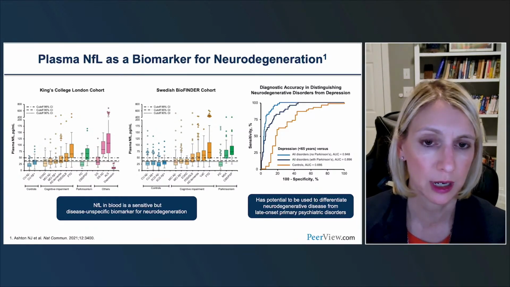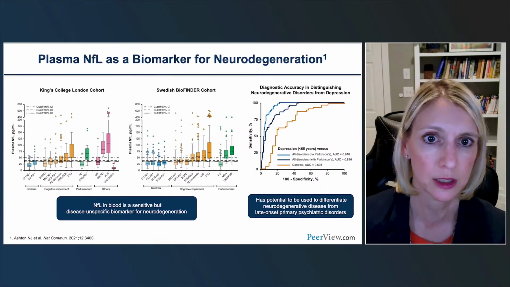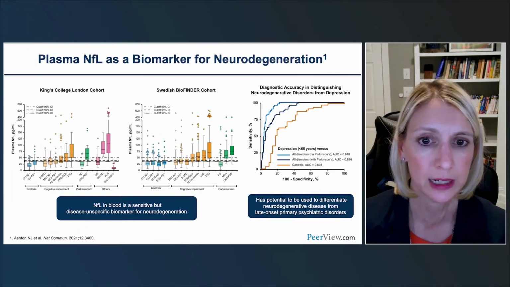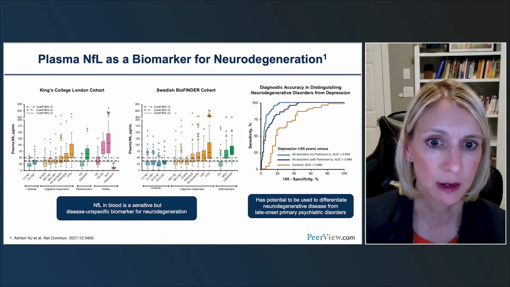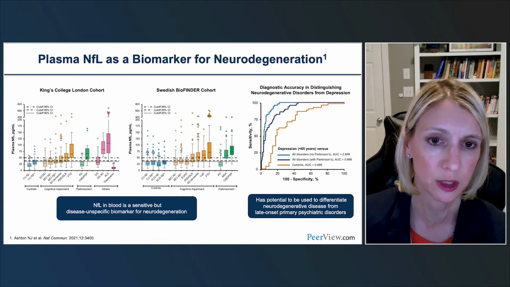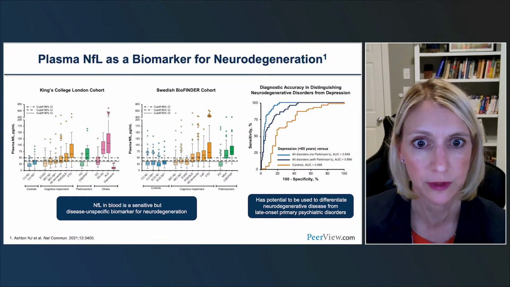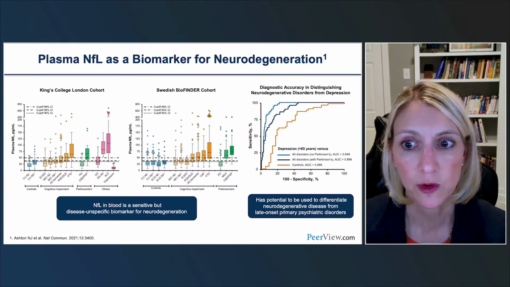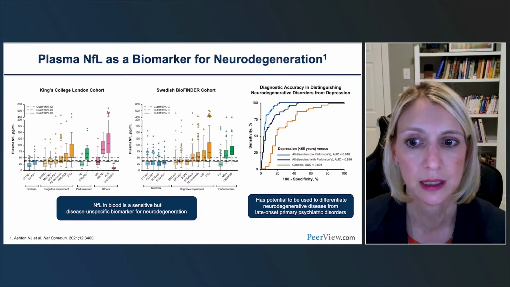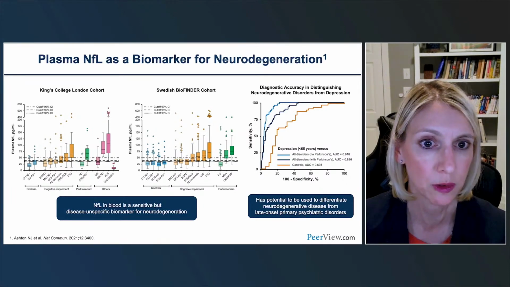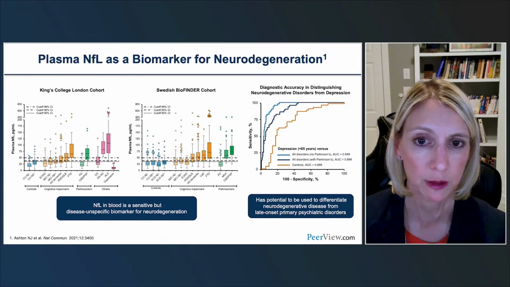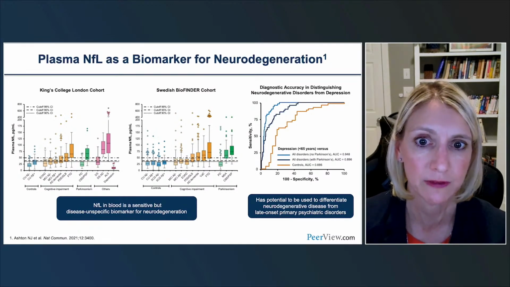So as you see with both the left and middle plot in the King's College London cohort and the Swedish BioFINDER cohort, NFL is also increased in a variety of other neurodegenerative diseases. However, NFL and neurodegeneration does correlate more strongly with cognition, and so may be a better marker of the severity of the clinical disease endpoint. In addition, NFL may be helpful in differentiating neurodegenerative diseases from late onset primary psychiatric disorders, or down the road being combined with, say, amyloid or p-tau biomarkers to be even more sensitive and specific.